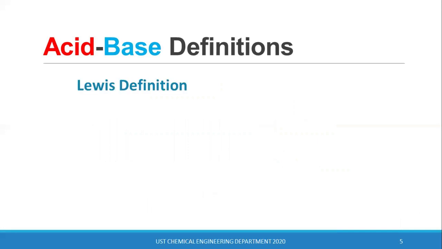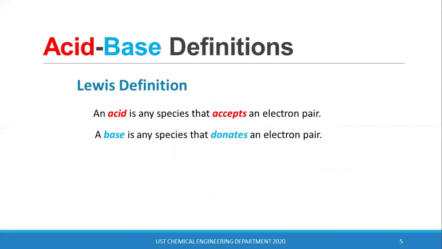Next, we have the Lewis definition. According to Lewis, an acid is a substance that accepts an electron pair, while a base, on the other hand, donates an electron pair. Yung binibigay ni Lewis base is yung tatanggapin ni Lewis acid.